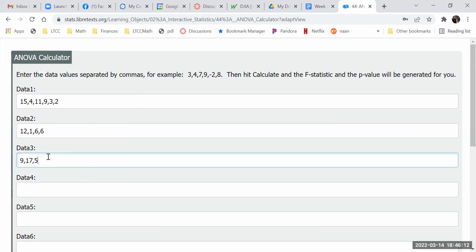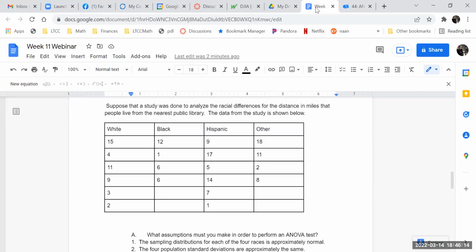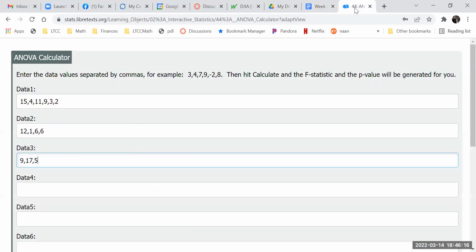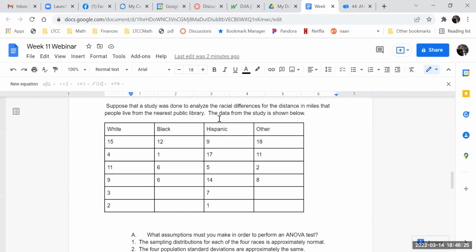Just come 5, 9, 17, 5, 14, 7, 1. And then data 4, those were the others. And they were 18, 11, 2, 8.